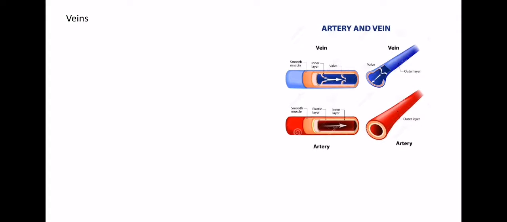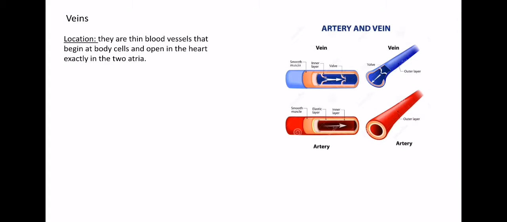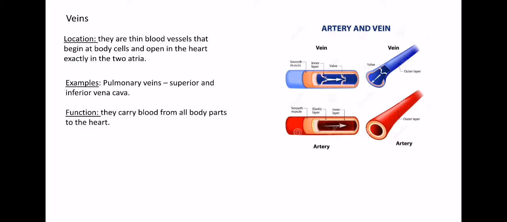Number 2, we have veins. They are thin blood vessels that begin at the body cells and open in the heart, exactly in the two atria. Examples, we have pulmonary veins and superior and inferior vena cava. They carry blood from all body parts to the heart.